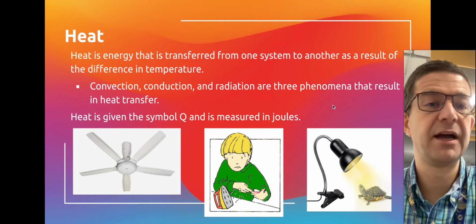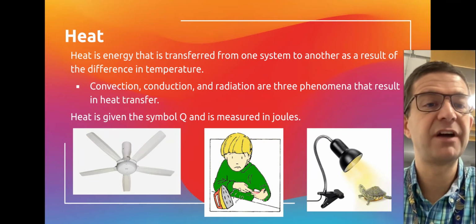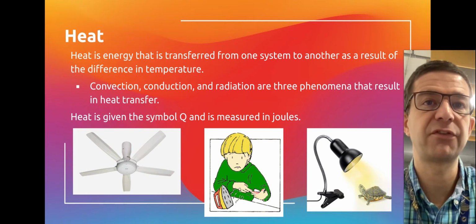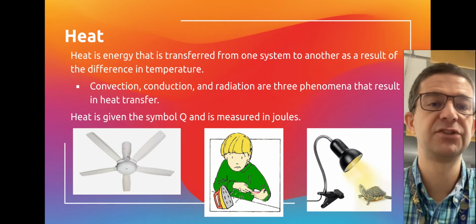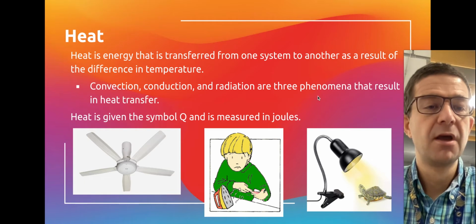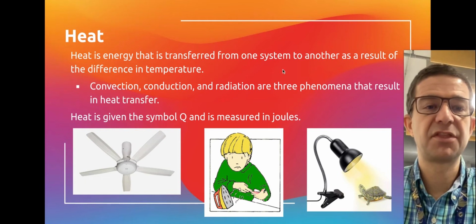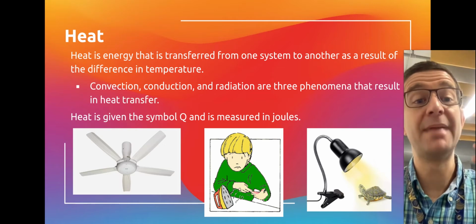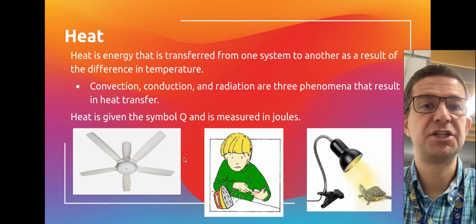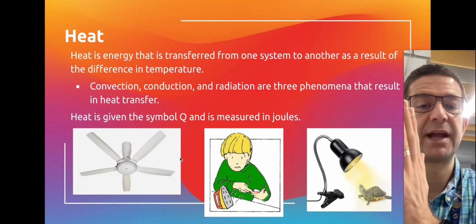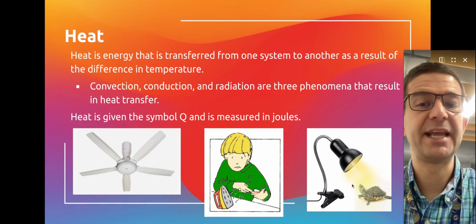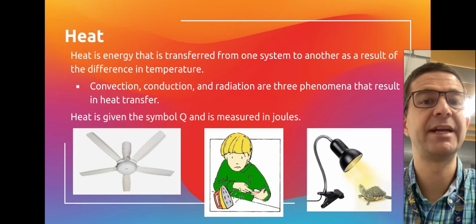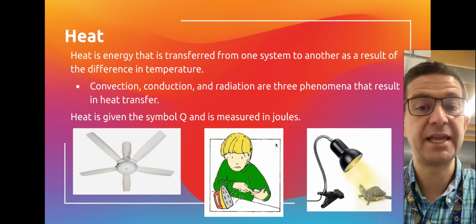Second thing to remind yourself of is that when we talk about heat, we have heat as a transfer of energy as a result of difference in temperature. It takes 3 forms: convection, which is heat transfer by mixing; conduction, which is heat transfer by direct contact; and radiation, that is heat transfer by electromagnetic radiation or light.